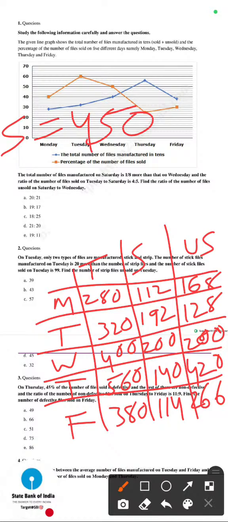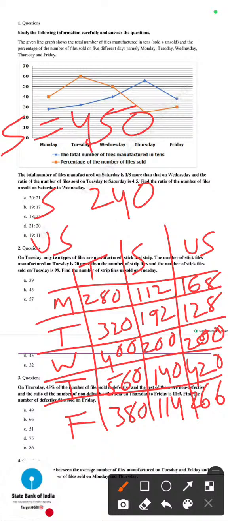And the ratio of the number sold on Tuesday to Saturday. Sold on Tuesday we get 192, and we don't know the Saturday. It is given in the ratio of 4:5. 4 becomes 192, means 4 times 48. 5 into 48, 5 times will be 240. So 5 parts value is 240, and 240 is nothing but sold. So unsold will be found from this one.